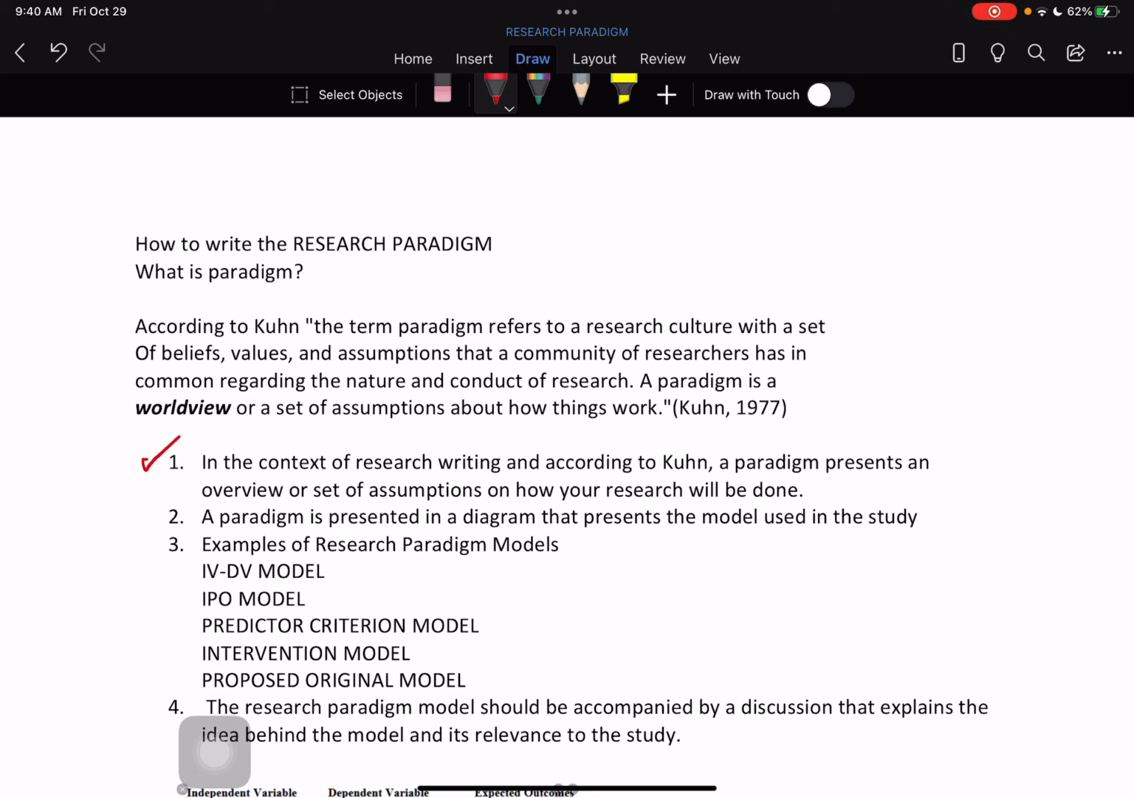So number one, in the context of research writing, according to Kahn, a paradigm presents an overview or set of assumptions on how your research should be done. So this also serves as a guide not just for you but also for the readers and the panelists on how you did your research. So this will provide an overview to the panelists kung paano nyo ginawa yung research, ano-ano yung mga process, ano-ano yung mga stages, elements, and variables that you did in order to conduct the research. What were involved in diagram form kung paano nyo ginawa yung research ninyo.